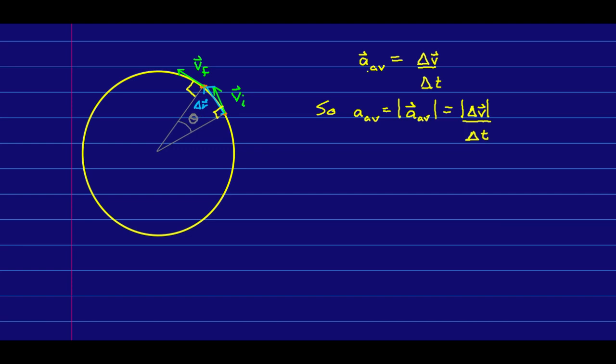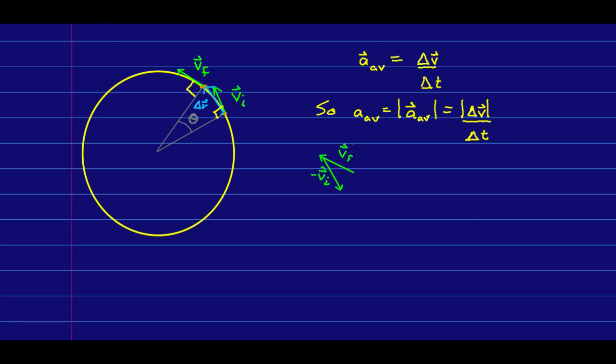And the other thing I'm going to need is the definition of average acceleration, which is a change in velocity over change in time. And so the magnitude of the average acceleration is the magnitude of the change in velocity over change in time. So now I'm going to proceed using exactly the methods we know. I'm going to do a vector subtraction to get delta v. So there's my vf, and here's my negative vi.